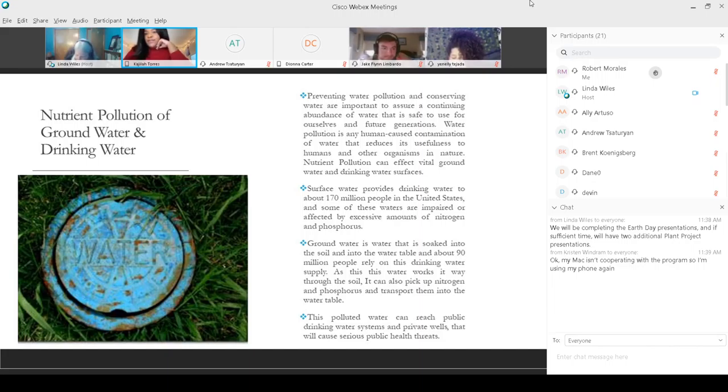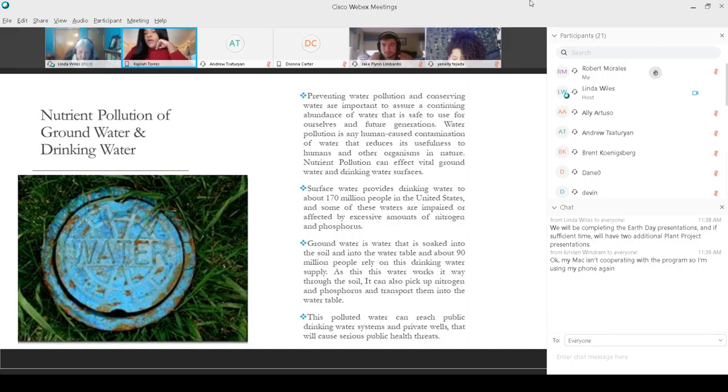So preventing water pollution and conserving water are important to ensure a continuing abundance of water that is safe to use for ourselves and future generations. Water pollution is any human-caused contamination of water that reduces its usefulness to humans and other organisms in nature. Nutrient pollution can affect vital groundwater and drinking waters, water surfaces.